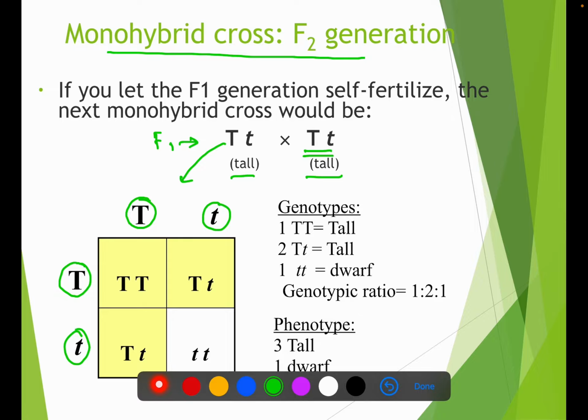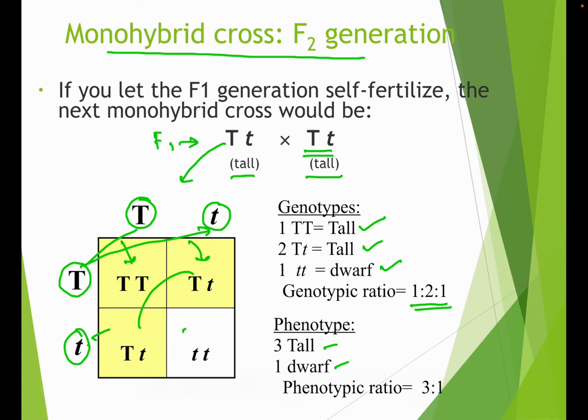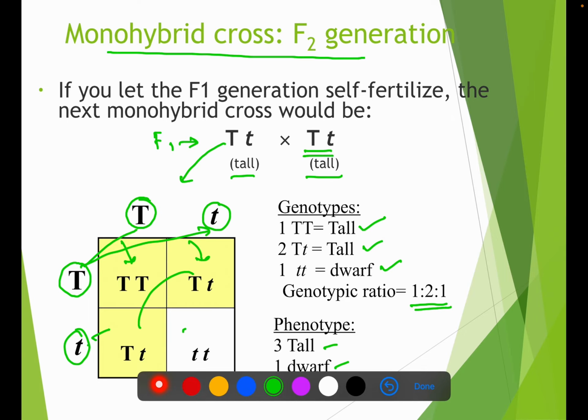So what is the chance of fusion? This is what will happen: capital T, capital T, or capital T, small t. Similarly for this, capital T and small t, and again small t, small t. So here what you find is one capital T capital T tall, two capital T small t tall, and one small t small t dwarf. So the genotypic ratio is 1:2:1. But if you see the phenotype, you will find that these three are tall and only one is dwarf. So the phenotypic ratio is 3:1.